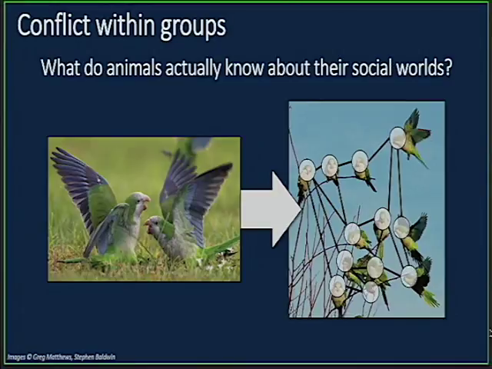So a really critical question to answer is, so I can detect these structures, but what do the animals themselves actually know about their social worlds? And how did they detect that knowledge and form that social knowledge that they can then use to be more strategic in who they're fighting with?